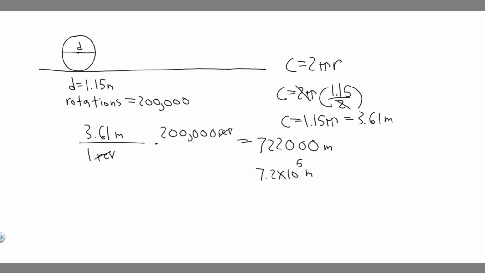But keep in mind they want it in kilometers. So just divide this number by 1,000. So you want to do 722,000 divided by 1,000, and you'll get 722. So it's 722 kilometers. That's what the odometer reads. So this right here is going to be your answer. And hopefully you found this useful.